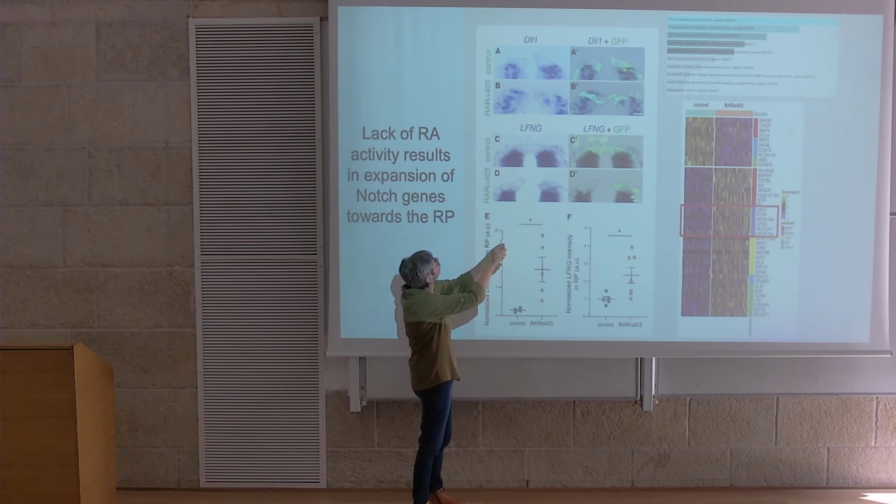None of them is in the roof plate, okay? But they mark the boundary and go more ventrally, okay? Because they are important for neural tube development. What happens if we eliminate retinoic acid?